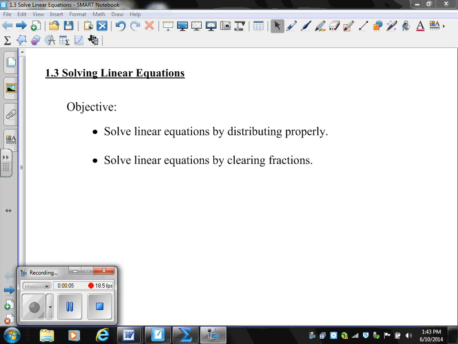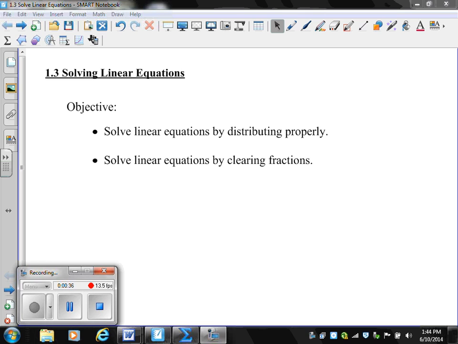This is for section 1.3 on solving linear equations. As part of your homework, you're going to be writing this stuff down, and what I should see on your paper tomorrow when I check it is the title here, 1.3 Solving Linear Equations. Certainly the objectives, that should be plural: we're going to solve linear equations by distributing properly, and we're going to solve linear equations by clearing fractions. You should definitely write those things on your paper at this point, and pause this along the way if you need to.